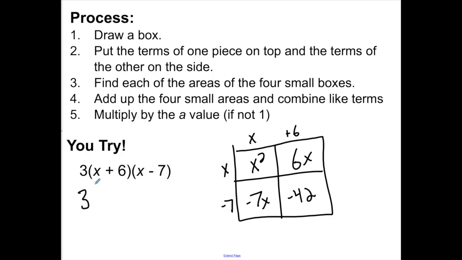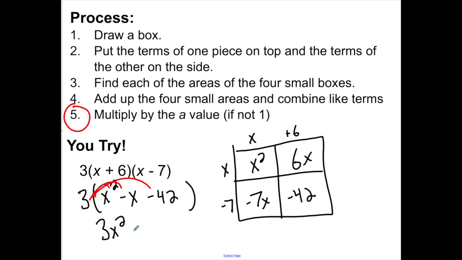So remember, because a is not 1, I put my a, I drop my parentheses, I get x squared minus x, because it's negative 7 plus 6, minus 42. Okay, because a is not 1, I do need to do this last step of distributing. So I get 3x squared minus 3x minus 4 times 3 is 12. 2 times 3 is 6. And that is it. There's no more to distribute.